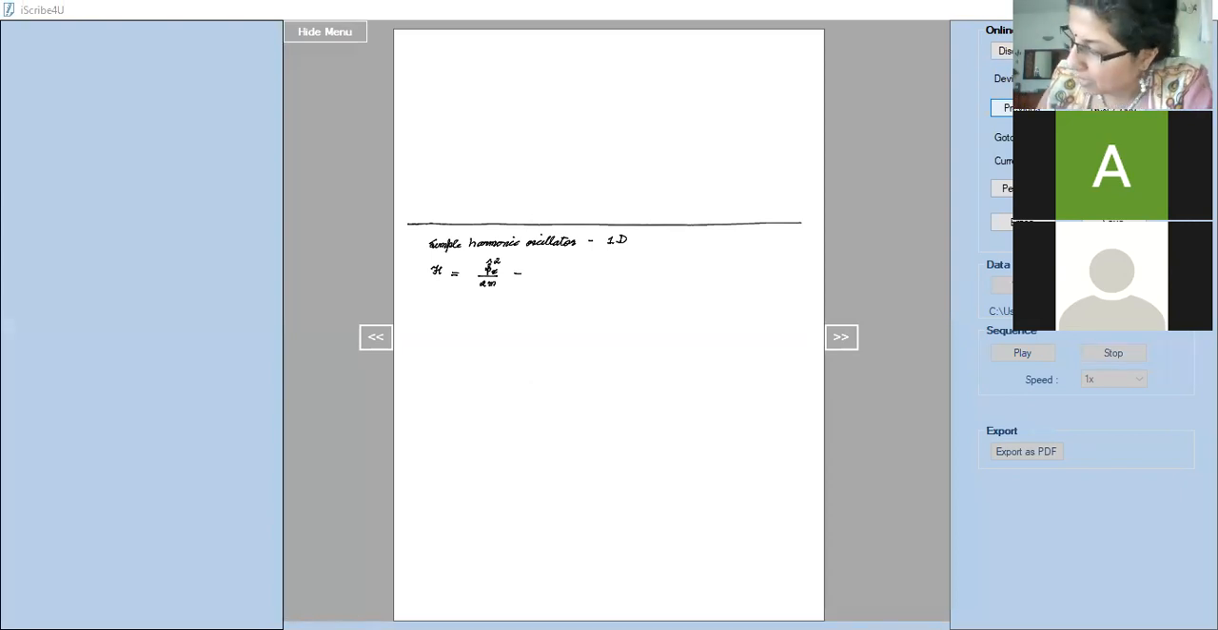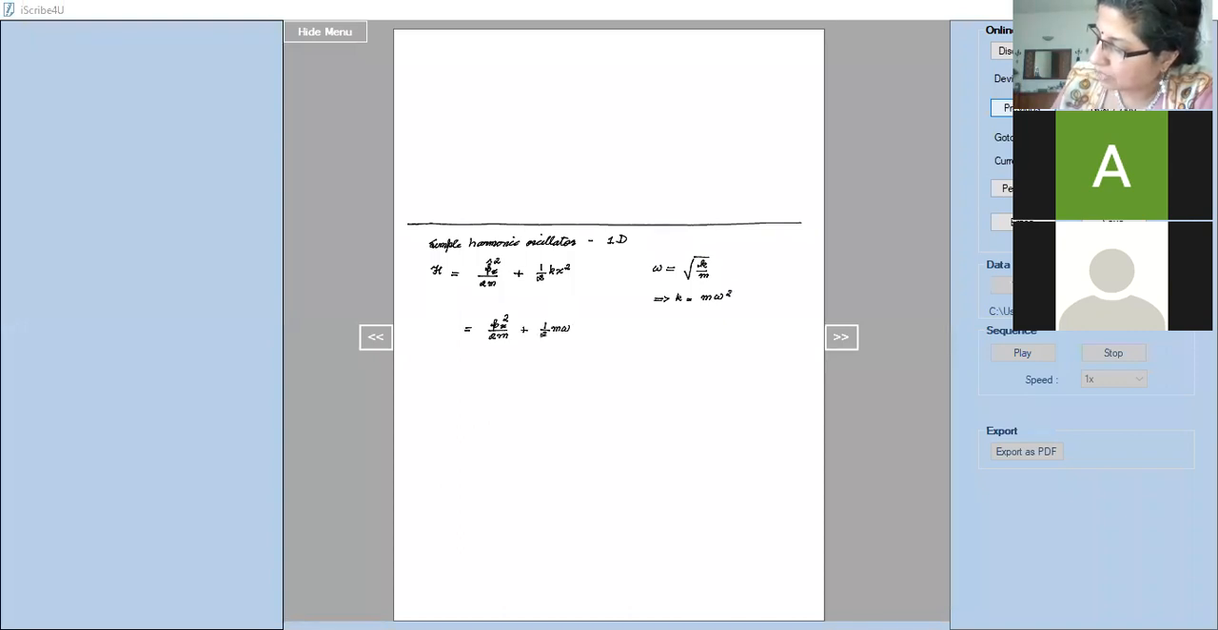Not an issue. Plus, you have the potential energy, and some people very correctly told me yesterday, and I was really very happy with your batch, that for a harmonic oscillator it is half kx square. But then we use this relation omega is equal to root k by m to write down k as equal to m omega square. So essentially we now have px square by 2m plus half m omega square x square. Then what do we do?